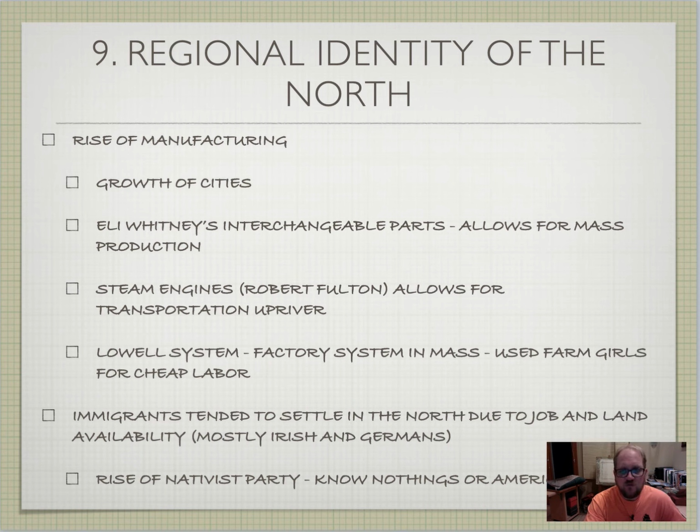They're going to use farm girls for cheap labor. Eventually, these farm girls are going to be supplanted by Irish immigrants. And again, we see the rise of the North and the population of the North go up a lot because of Irish and German immigrants. We also see the rise of a new national party called the Know Nothings or the American Party. That'll be basically a one-platform party based off their anti-immigrant or nativist ideology.